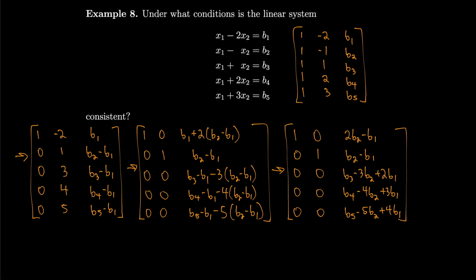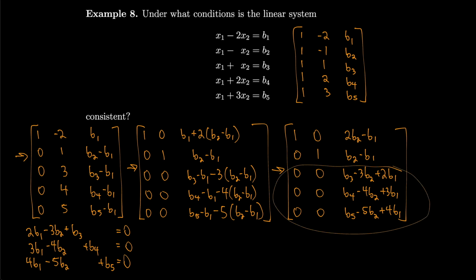So this means that I have 2B1 minus 3B2 plus B3 equals 0. How about I leave a little space? I'll get 3B1 minus 4B2 plus B4 equals 0. And I'll get 4B1 minus 5B2 plus B5 equals 0. I just pulled off the rows that were equal to 0.